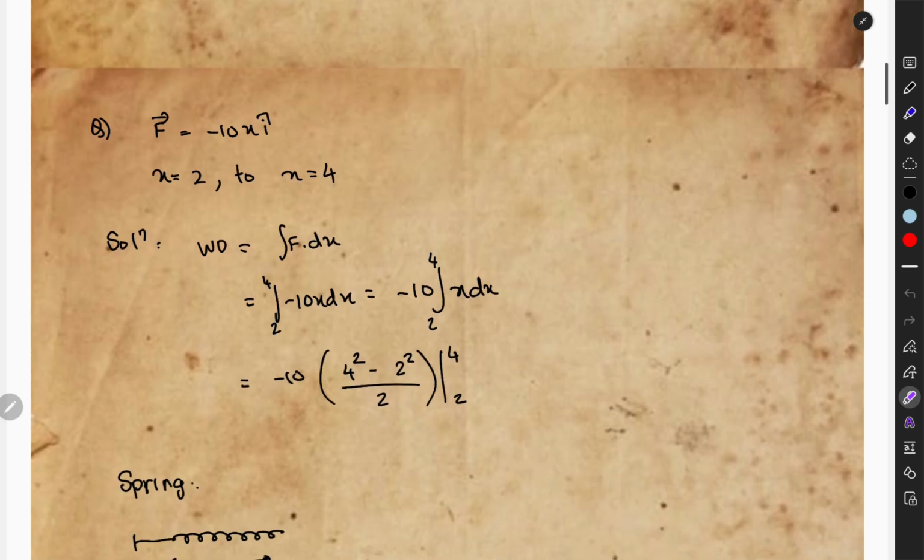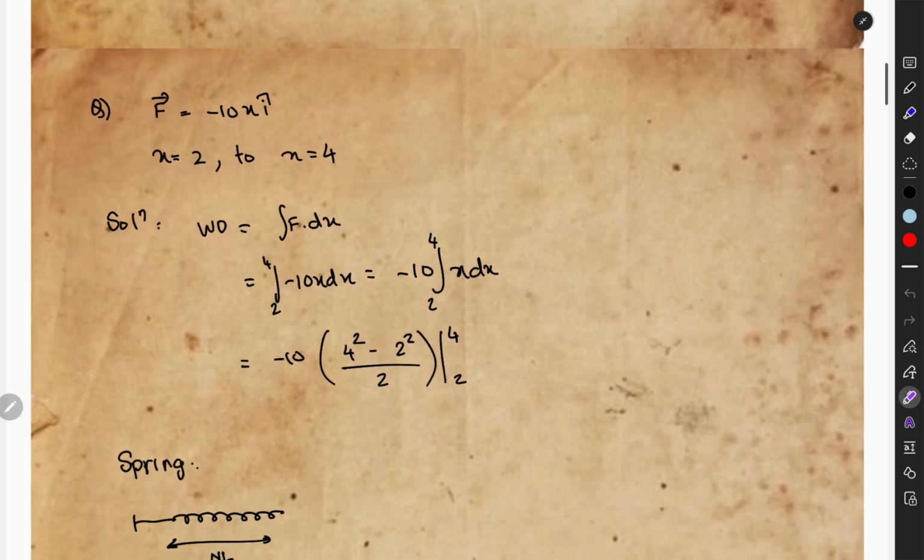Fine. So the next question is F is equal to minus 10x, x i cap. We need to find the work done from x equal to 2 to x equal to 4. Work done is equal to integration of F dot dx. As you all know, it's just a simple problem. You just take minus 10 outside because it's constant, and we need to integrate x from 2 to 4, and you can get the answer.